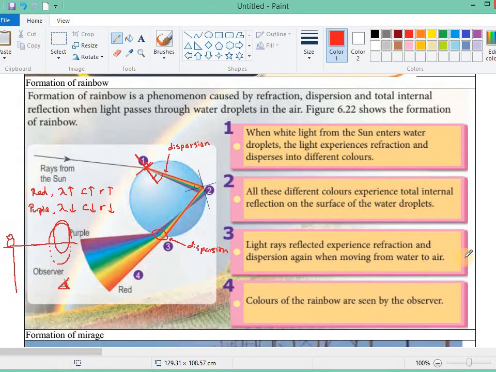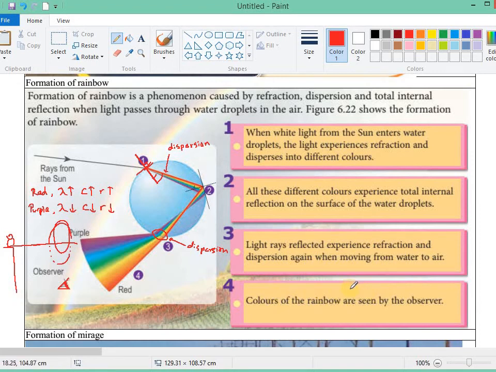Okay, so let's look at the explanation here. When white light from the sun enters a water droplet, the light experiences refraction and disperses into different colors. All these different colors experience total internal reflection on the surface of the water droplet. So the light rays reflected experience refraction and disperse again when moving from water to air. So the colors of the rainbow are seen by the observer.